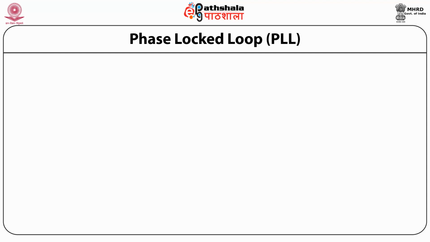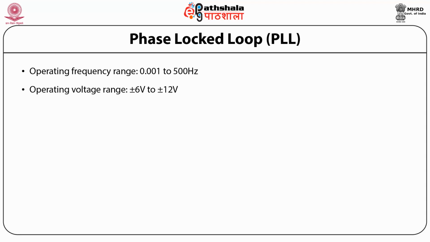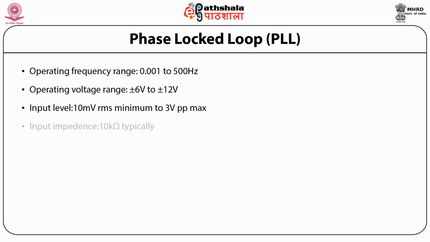Let us now discuss the PLL IC 565. The operating frequency range for this IC is 0.001 to 500 Hz. The operating voltage range is plus minus 6 volts to plus minus 12 volts. Input level is 10 millivolt RMS minimum to 3 volt peak to peak maximum. Input impedance is 10 kilo ohm typically. Output sink current is 1 milliampere typically.